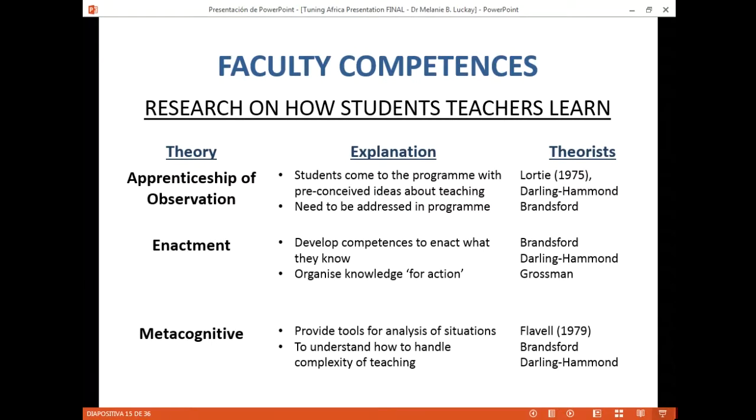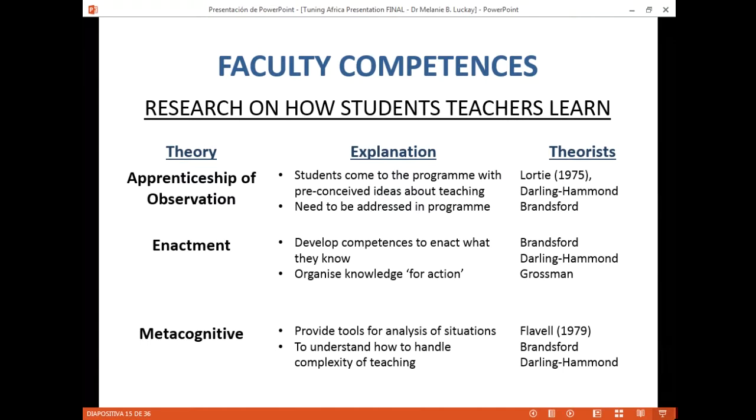The issue of enactment. So here students actually have to go into the class and teach. But we want to encourage them not to just do. We want them to use the knowledge that they have and translate or shape that knowledge so that it can change into helping a learner learn.